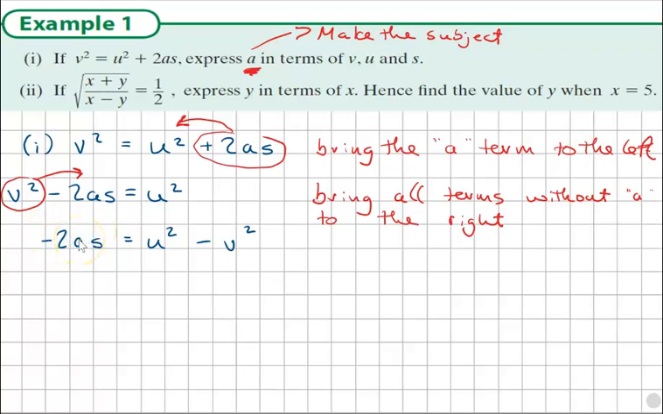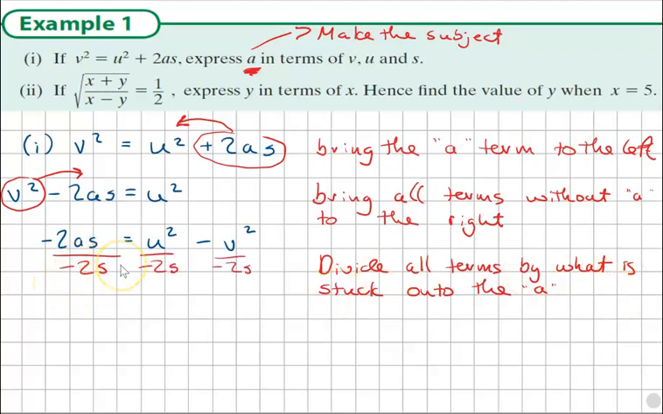But we have to divide all of the terms by minus 2s. So we divide all the terms by what is stuck onto the A, because we have to balance the equation. So that means the minus 2 and the s will cancel, which will leave the A on its own, which is what we want. So we have A is equal to u squared minus v squared all over minus 2s.